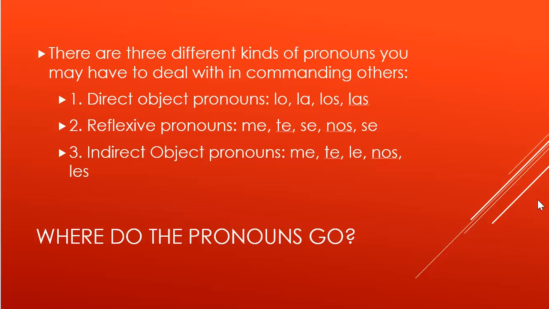Okay, so there are 3 different kinds of pronouns that you may have to deal with when you are commanding other people. For example, there are direct object pronouns, which are lo, la, los, and las. Reflexive pronouns, which are me, te, se, nos, and se. And indirect object pronouns, which are me, te, le, nos, and les. The question for you will be, where do the pronouns go? First, we're going to do a quick review of each kind of pronoun and what exactly it does in the sentence, and then we'll talk about how it relates to the commands.